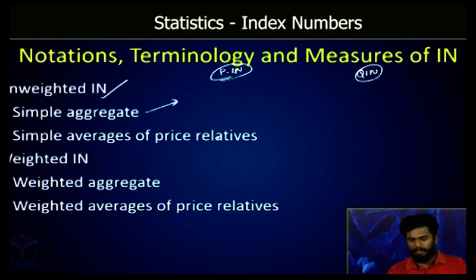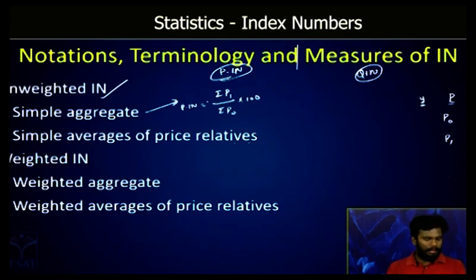In the simple aggregate method, when you have the year values and the price values, base year and current year, and we know P0 and P1, the prices in the base year and the prices in the current year, then using the simple aggregate method we will find the price index numbers using the formula summation P1 by summation P0 into 100. This is the formula for finding the price index numbers using the simple aggregate method.